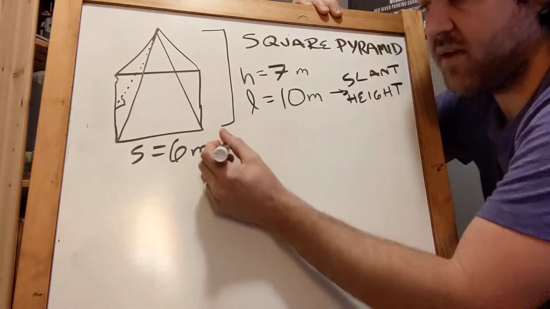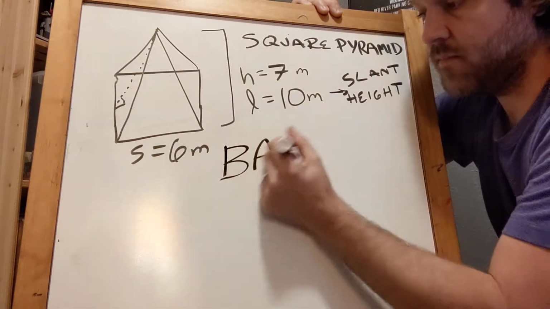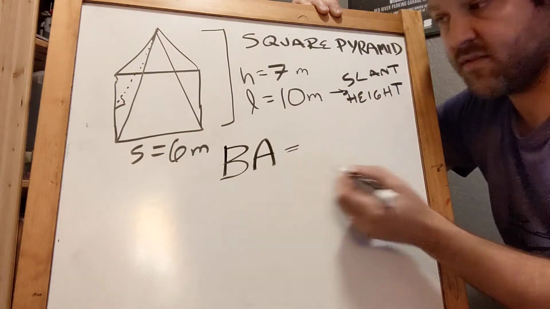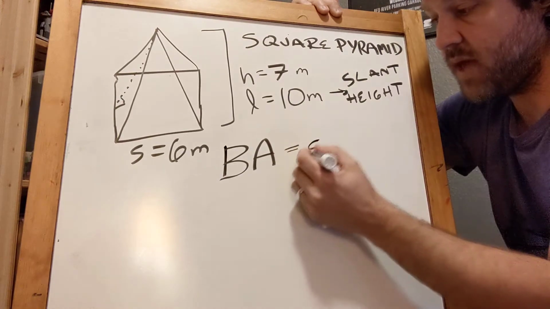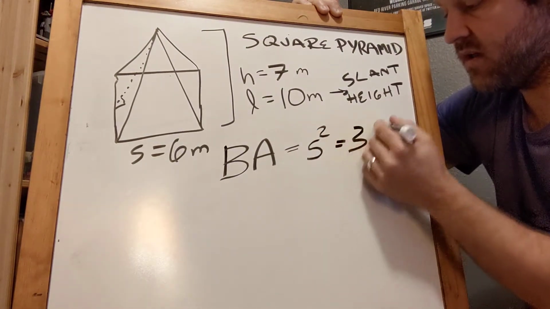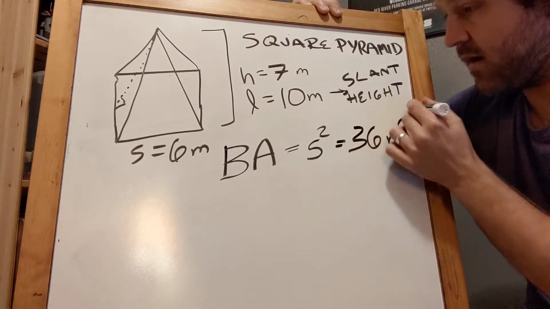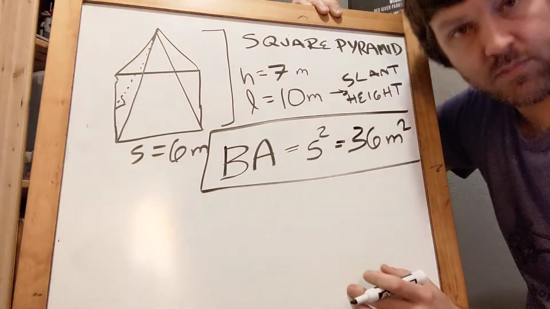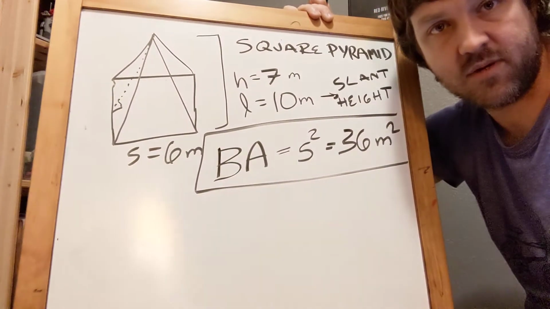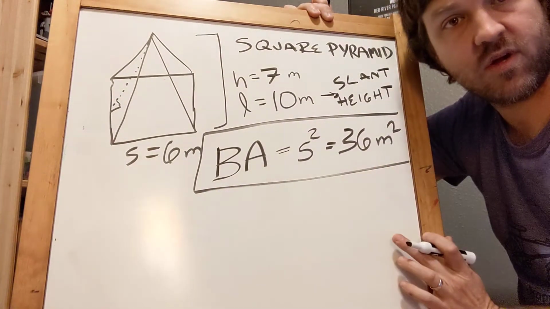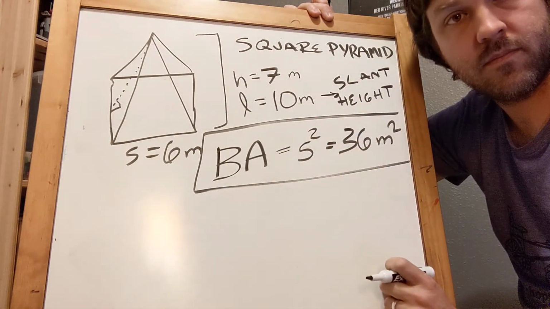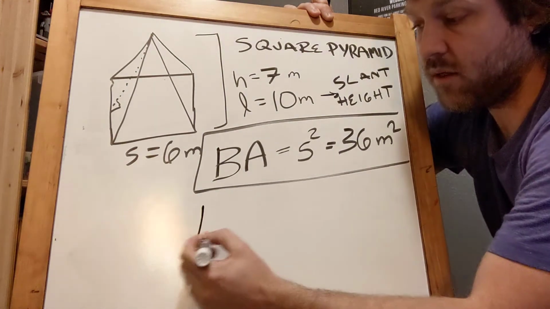So we'll start by finding the base area, which is just the area of this base. Being a square, the area is s squared. And so that's going to be 36 meters squared. And that's all you have to do for base area on pyramids. Notice this is different from prisms. You're not using the same step-by-step process we did on prisms. This is just what you need to know. Base area for pyramids, s squared. So that's that.